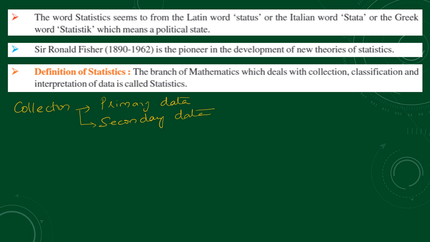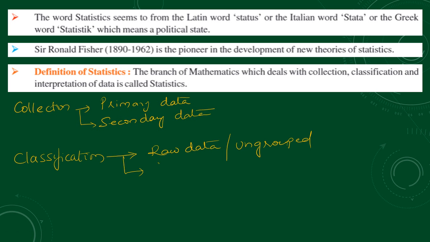After collection, the second step is classification. So we are going to have the classification of data. In this classification, we can directly use the data that is obtained. That particular data we call raw data, or sometimes ungrouped data. By directly taking the data we do our work, right? Such classification we call raw data.